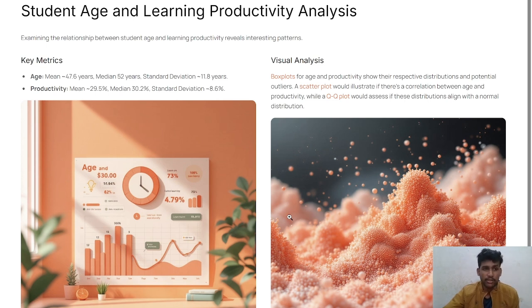So what are the key metrics? Here it is: age mean 4.6 years, median is 52.52 years, standard deviation is 11.8 years. Productivity mean is 29.5%, median is 30.2%, standard deviation is 8.6%. Visual analysis: box plots for age and productivity show their respective distributions and potential outliers. A scatter plot would illustrate if there is a correlation between age and productivity, while a Q-Q plot would assess if their distribution aligns with a normal distribution.